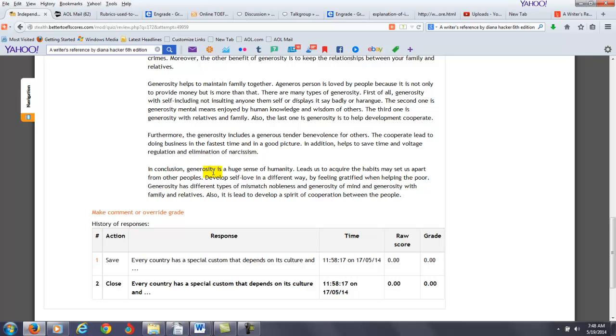Here's a problem here. You say generosity is a huge sense of humanity, leads us to. If you say leads us, this is your verb, you have no subject. But what if you did this? Generosity is a huge sense of humanity, comma, leading us to acquire the habits which may set us apart from other peoples. So you might say, comma, leading us to acquire the habits which may set us apart from other peoples. That's what I would do there.